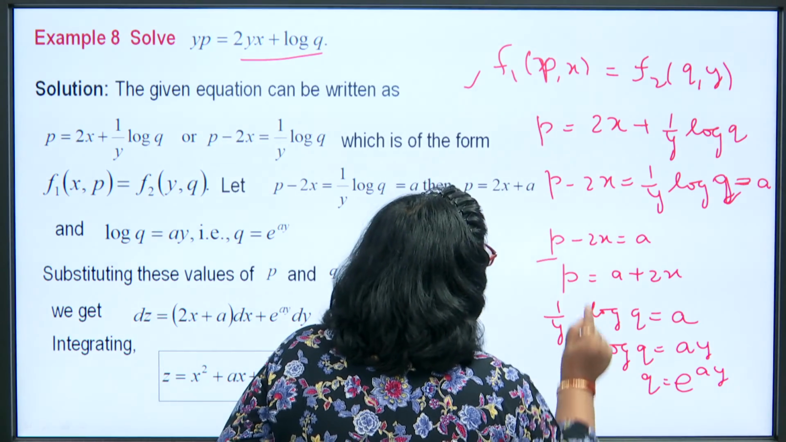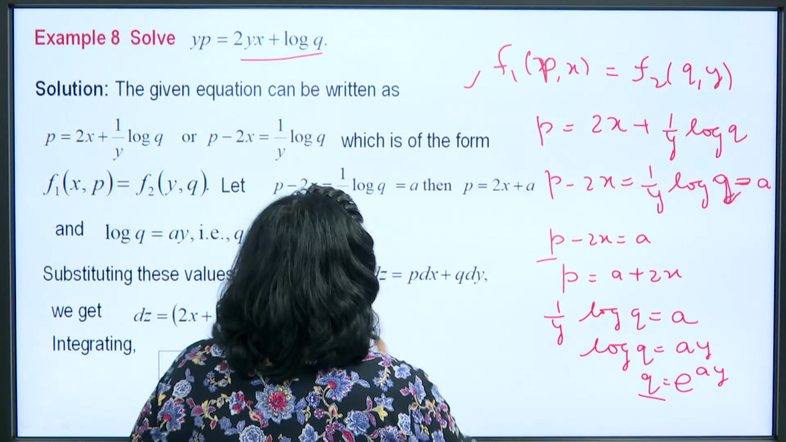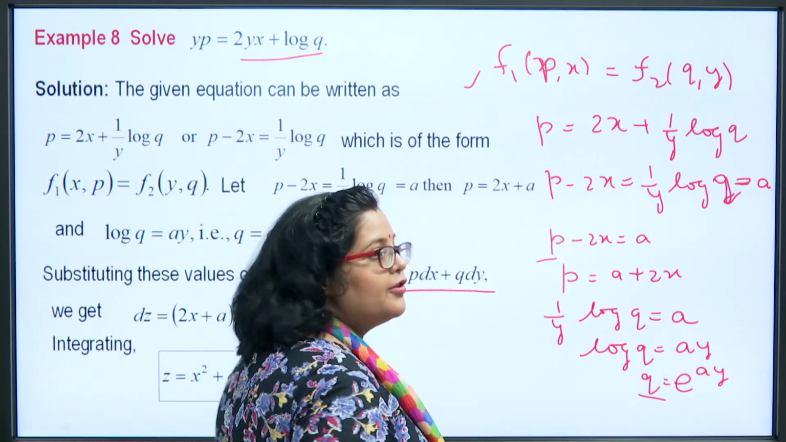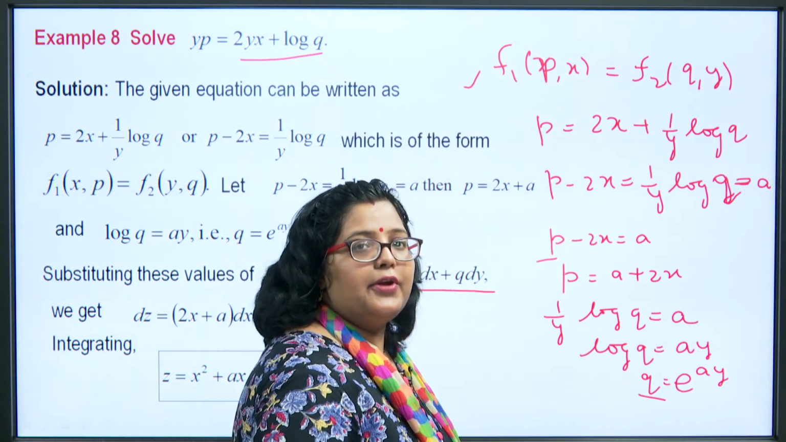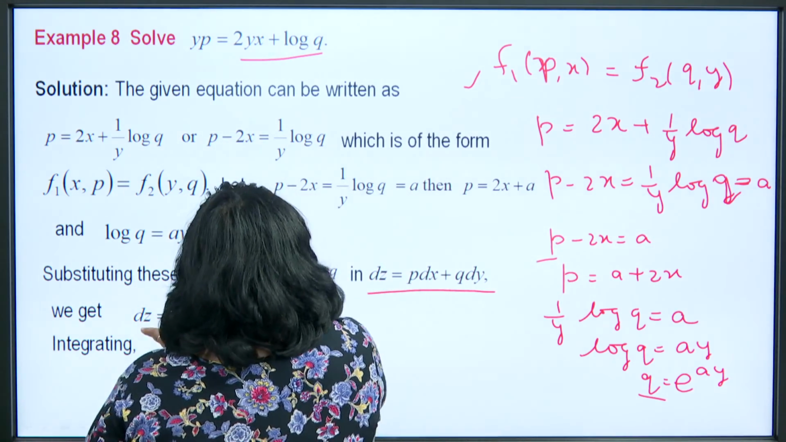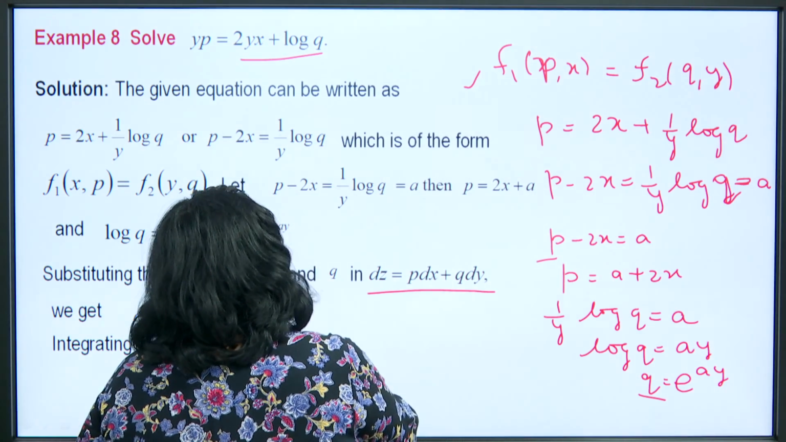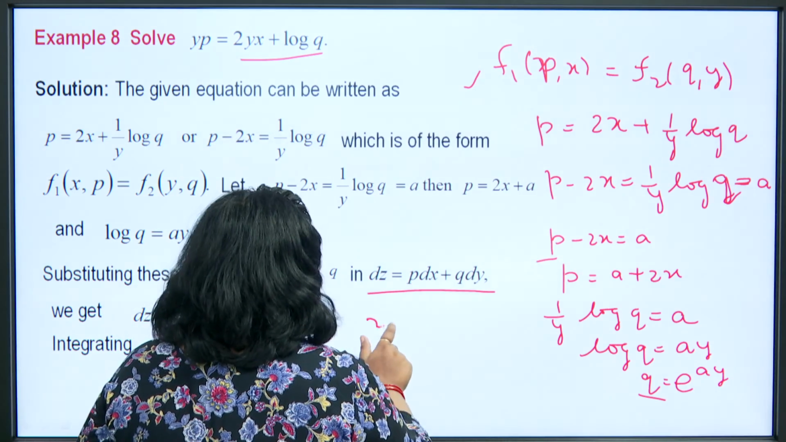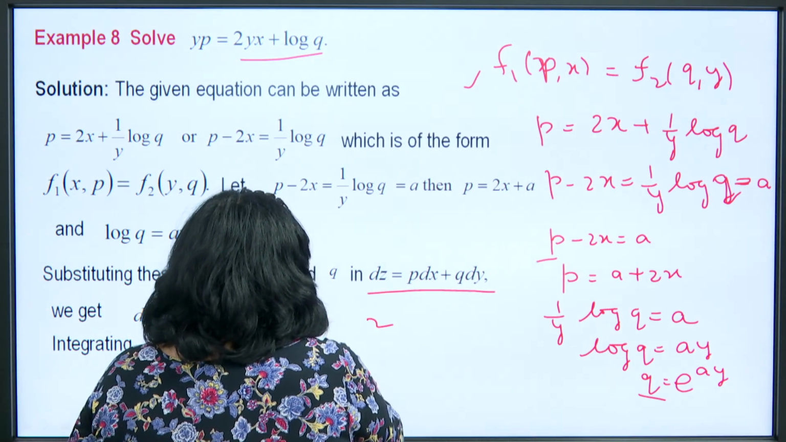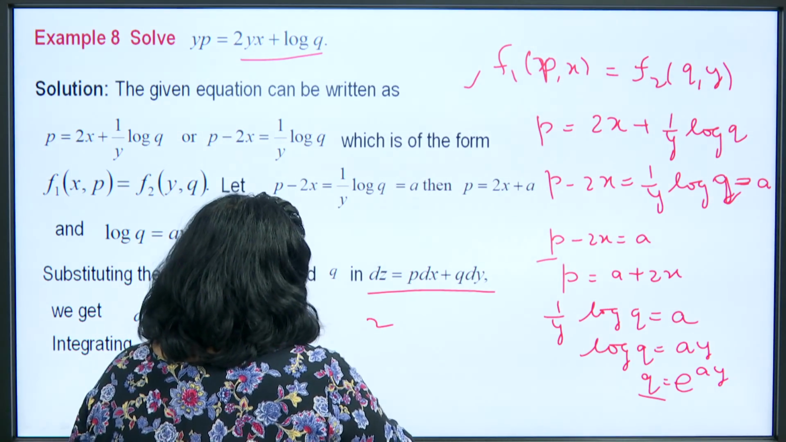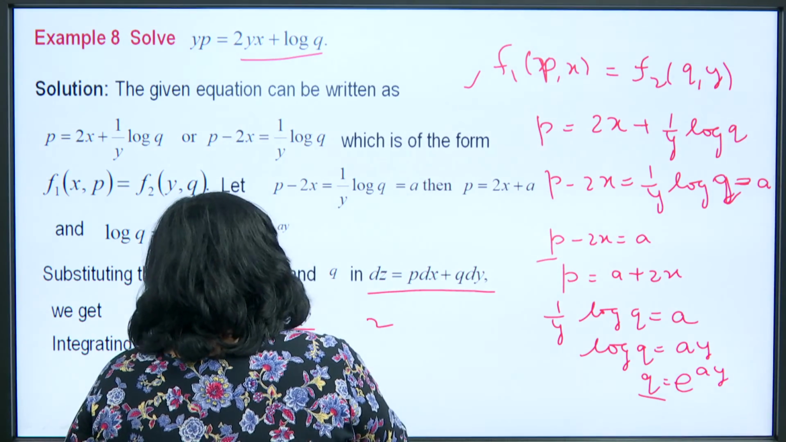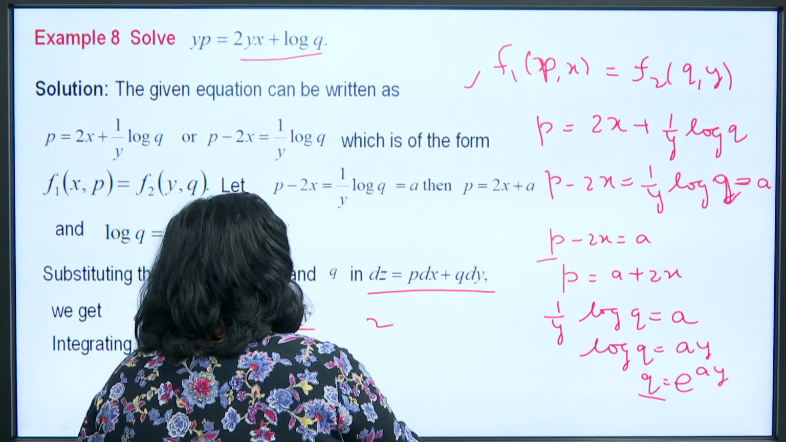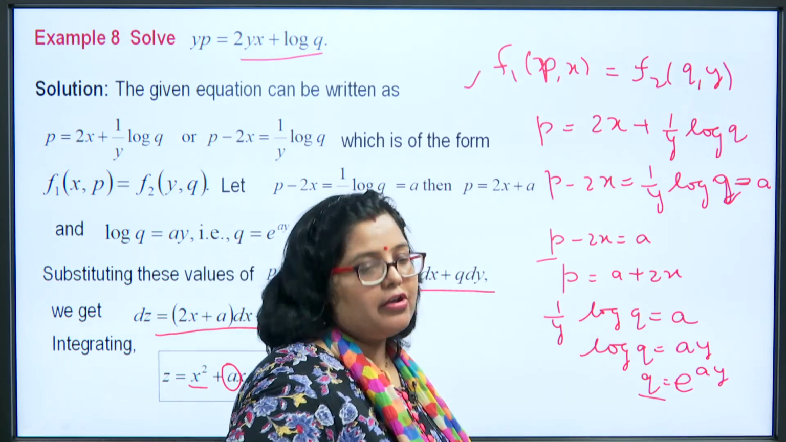After knowing the values of p and q, put them in the equation dz is equal to p dx plus q dy. Here we have dz is equal to (2x plus a) dx plus e to the power ay dy, and integrating this equation we get z is equal to x square plus ax plus 1 by a e to the power ay plus b. We can also see here that a and b are arbitrary constants.